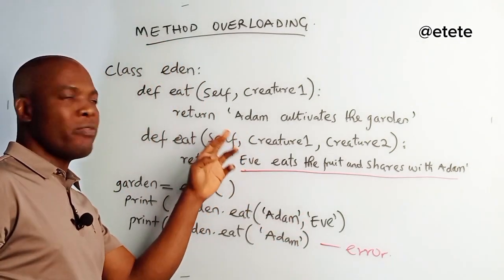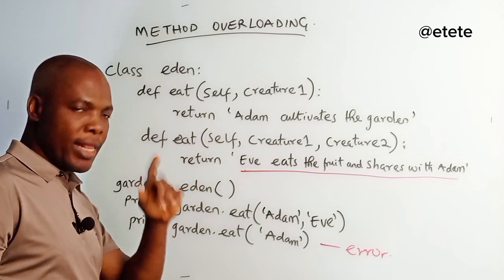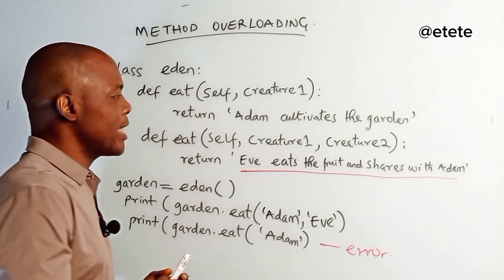So how do you implement method overloading? How do you now solve this problem? That is what I want to show you in this class.